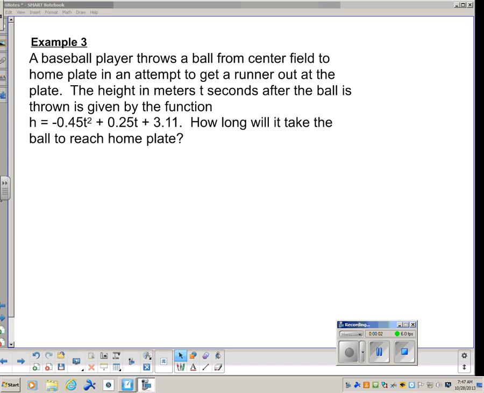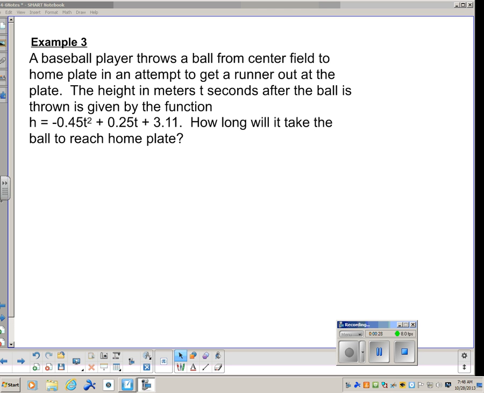All right, so we're going to continue working with the quadratic formula. A baseball player throws a ball from center field to home plate in an attempt to get a runner out at the plate. The height in meters t seconds after the ball is thrown is given by the function h equals negative 0.45 t squared plus 0.25 t plus 3.11. How long will it take for the ball to reach the home plate?